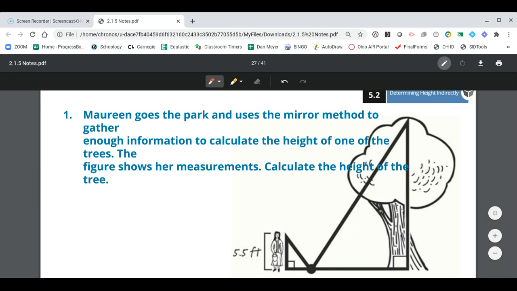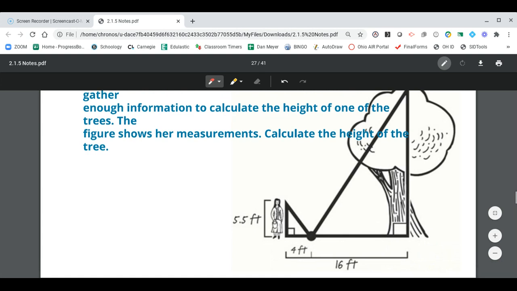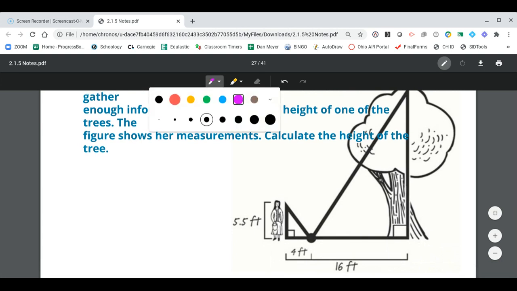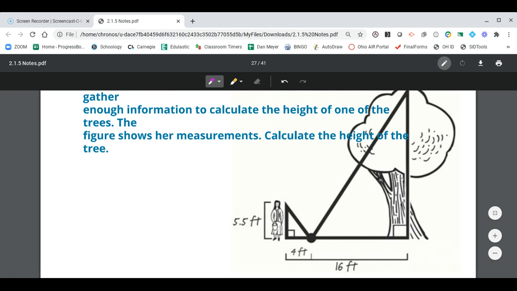The figure shows her measurements. Calculate the height of the tree. I'm sorry that the image is over the words. We're going to set up a proportion to help us solve. You see the two similar triangles. Her height corresponds to the height of the tree, and we're going to say h. So h over 5.5 is a corresponding side length ratio, and we can set it equal to any other corresponding side length ratios we can create.